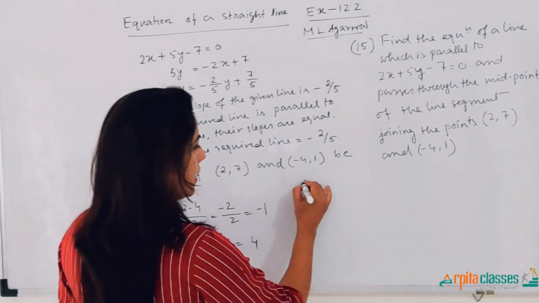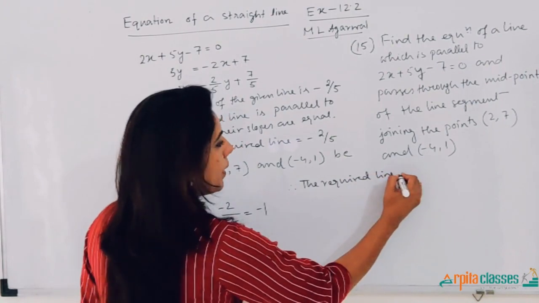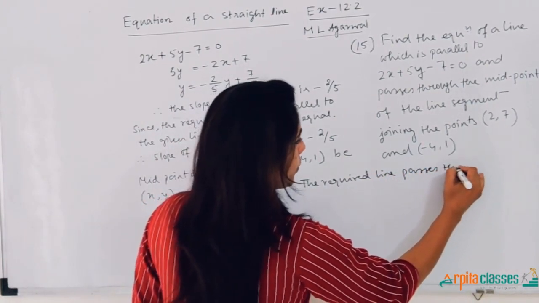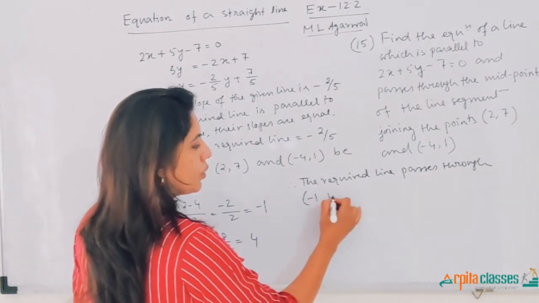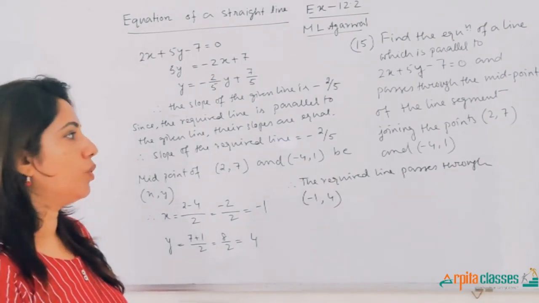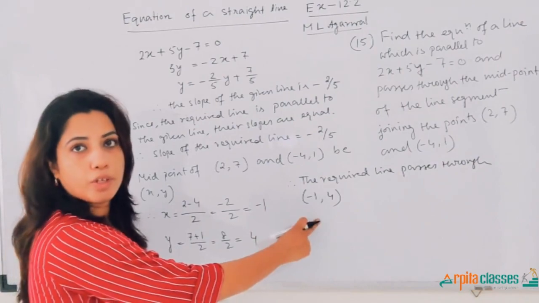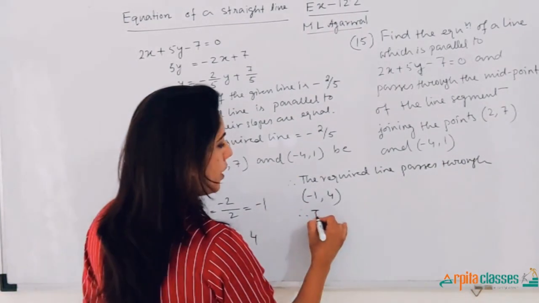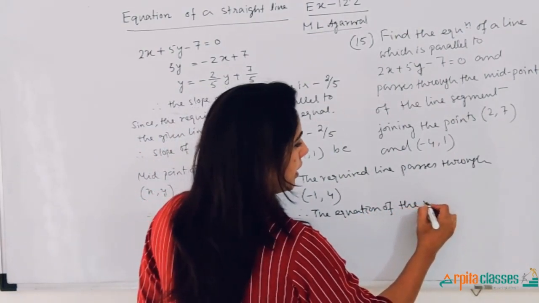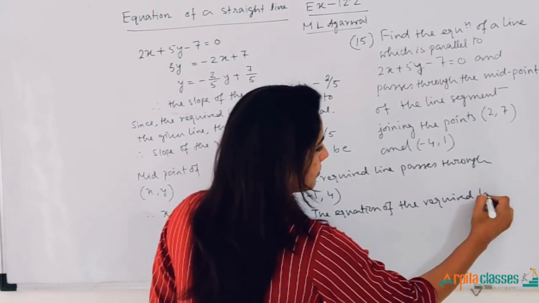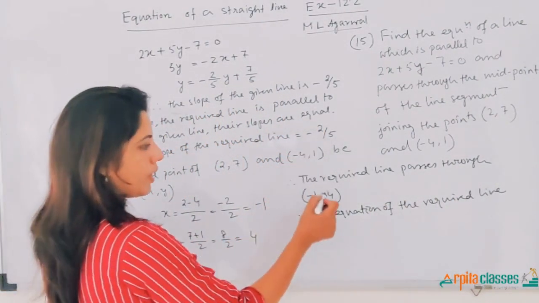So we can write that the required line passes through the point we got, minus 1, 4, which is the midpoint of the 2 given points. Now we have the slope, we have the point through which it passes, we can get the equation. Therefore, the equation of the required line. By which form are we going to get it? By slope point form, because we have the slope, we have the point.